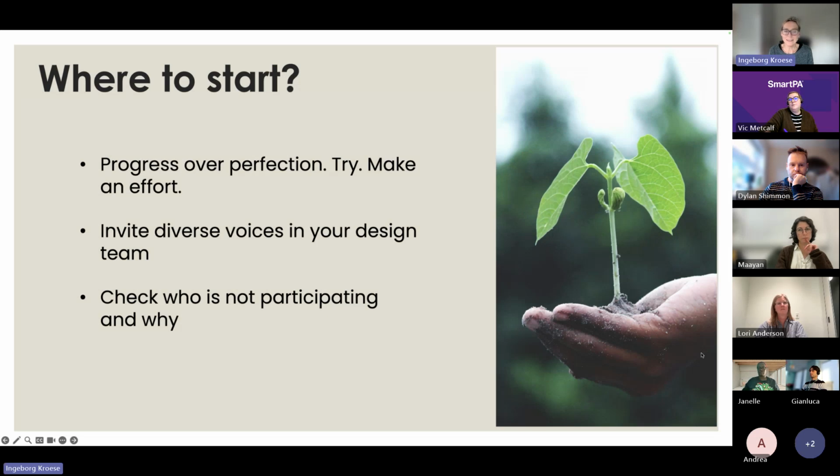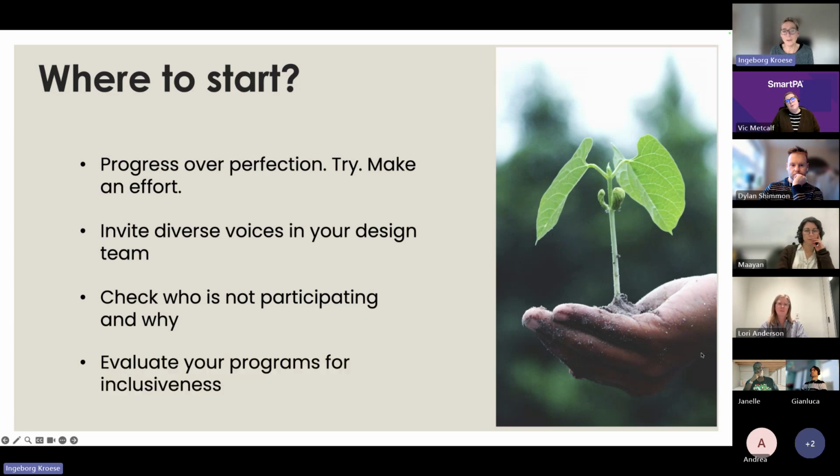Check who's not participating and why. If you look at your programs, typically, do you always see similar people, or do you hear similar comments, or do you sometimes feel that you're missing out on knowledge that's out there? And why is that? What's happening in the design process or in the access that people are not part of what you're aiming to do?